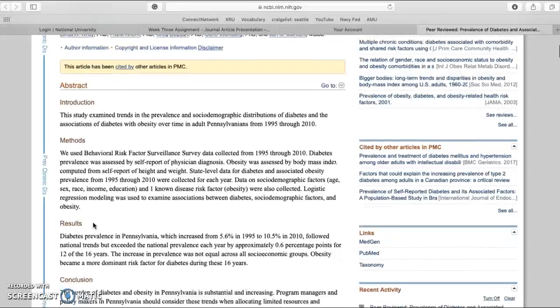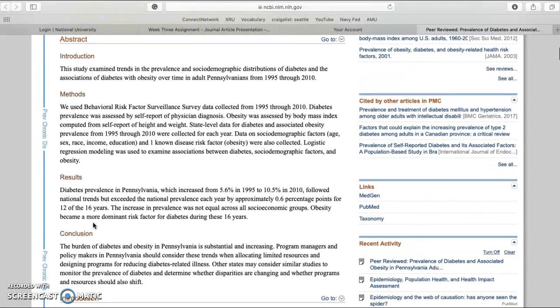So the objective of this study that we're going to see was to collect data over time on adult Pennsylvanians from 1995 to 2010 and examine the trends in the prevalence and socio-demographic distributions of diabetes and the associations of diabetes with obesity.